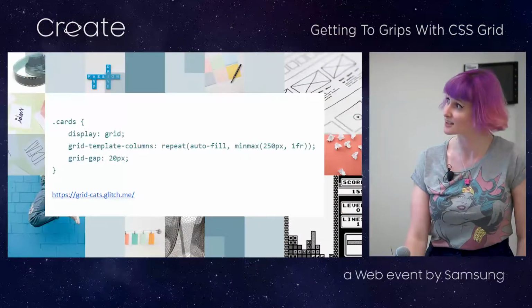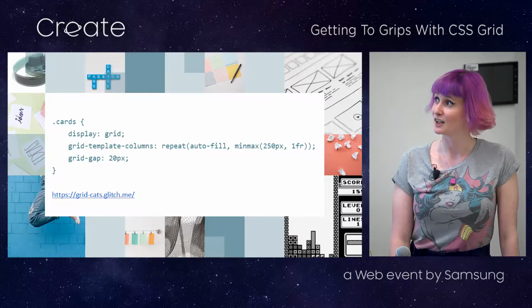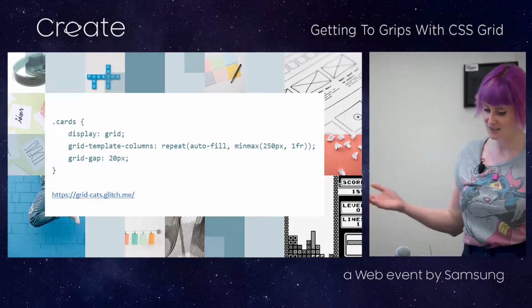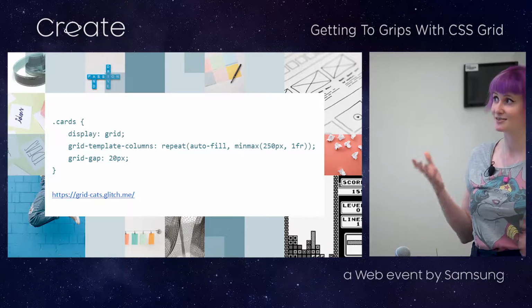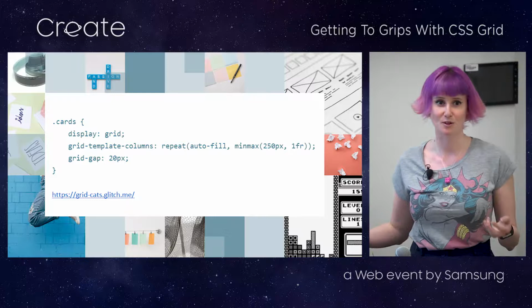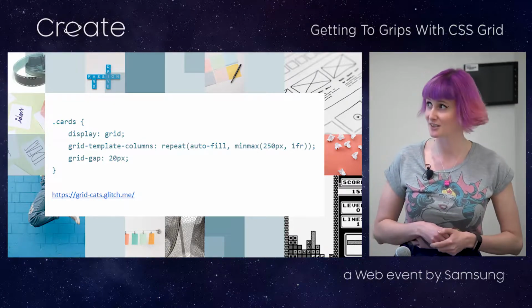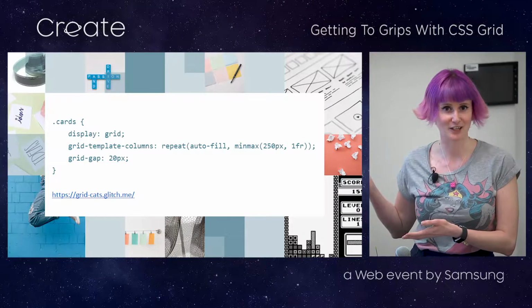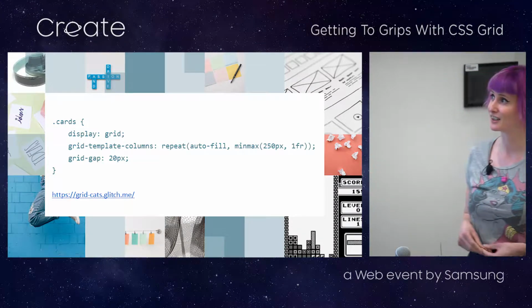So our CSS is going to look something like this. We've got display: grid to set it as a grid. That's fairly sensible. We've got a grid gap of 20 pixels because we want a gap between each element of 20 pixels. And then we've got that line in the middle, and there's quite a lot of stuff happening there. So let's break it down.